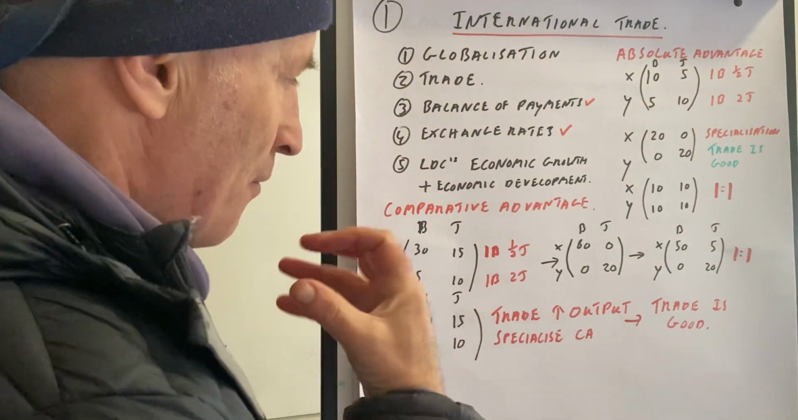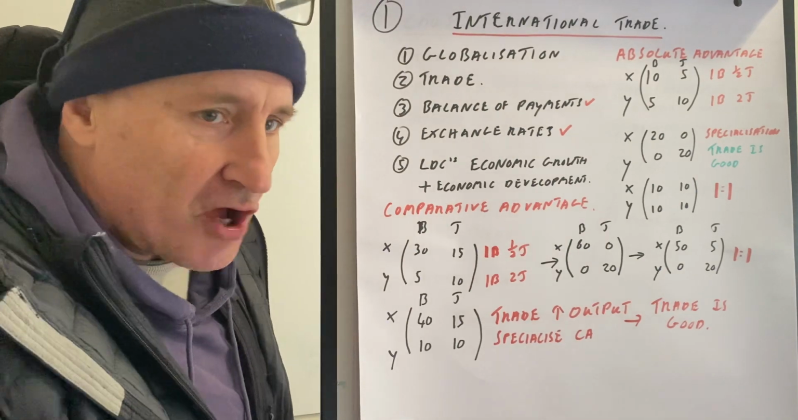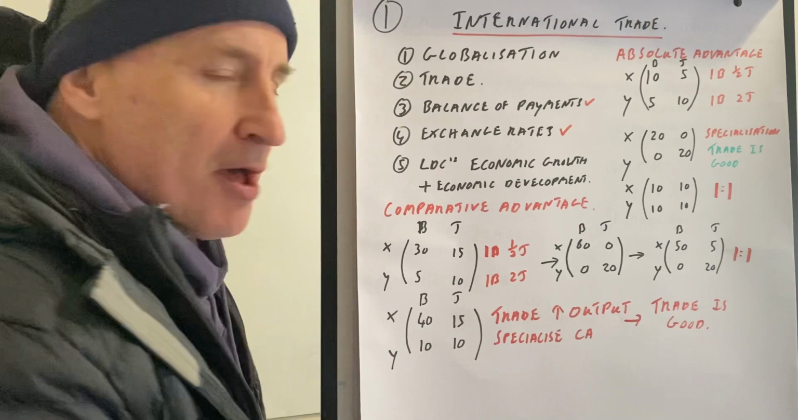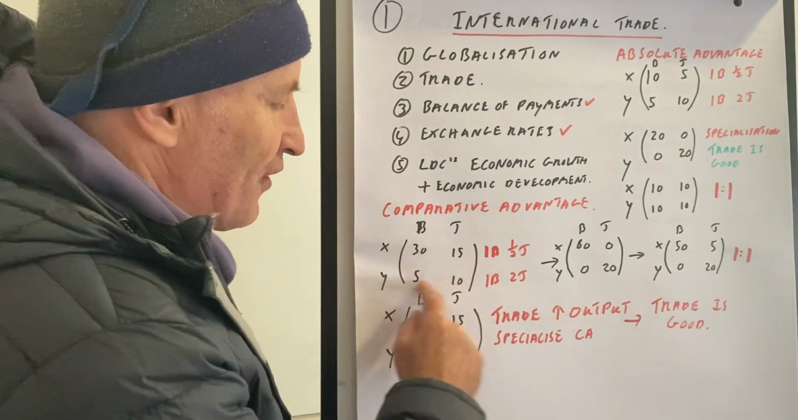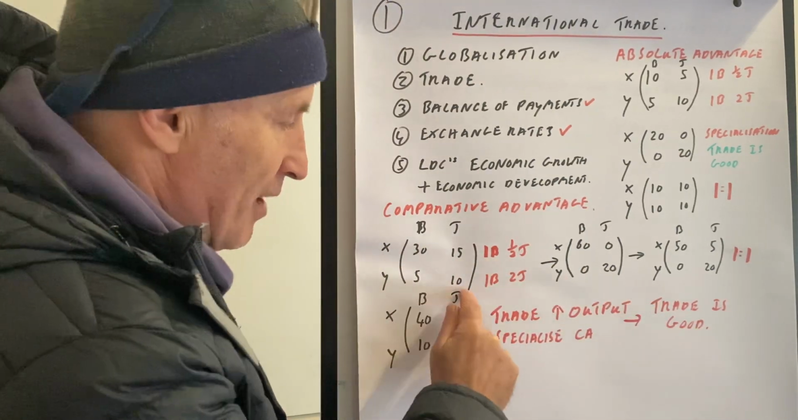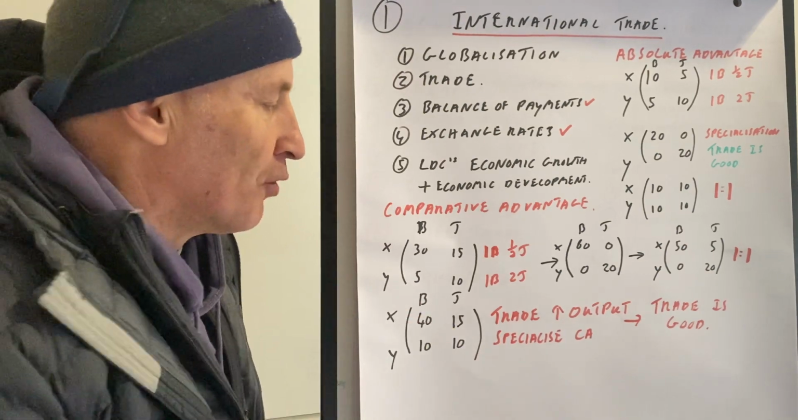Okay, next one, comparative advantage. This is when a country has an absolute advantage in both goods. So country X is better at bread and jam, but it's 6 times better at bread and only 1.5 times better at jam. 30, 15, 5, 10. So in this case, one bread, half a jam, one bread, two jam, exactly the same as up here. I've chosen these figures to make it simple.